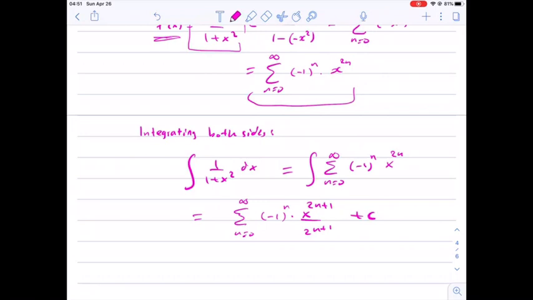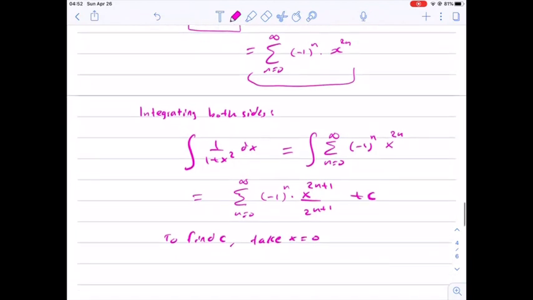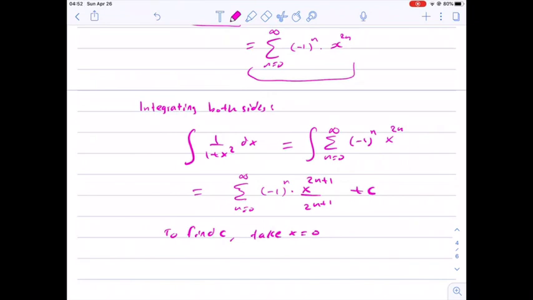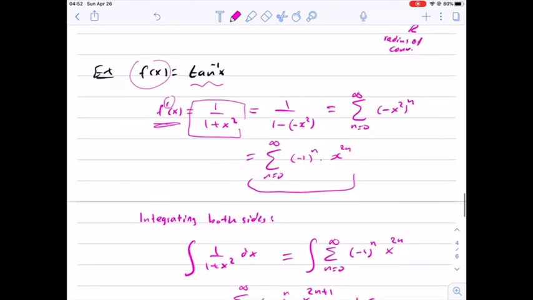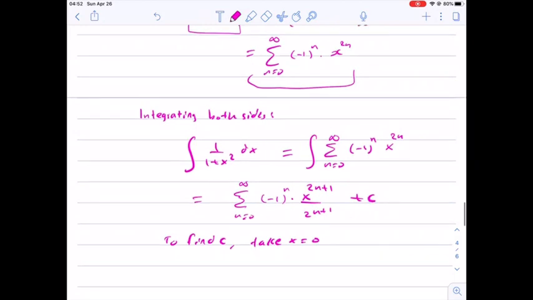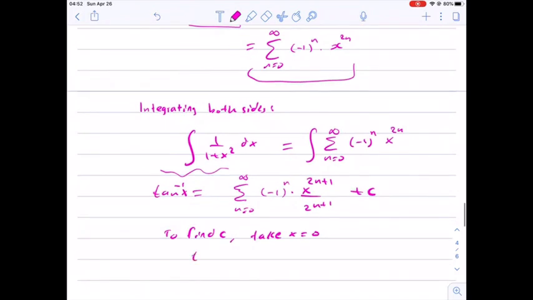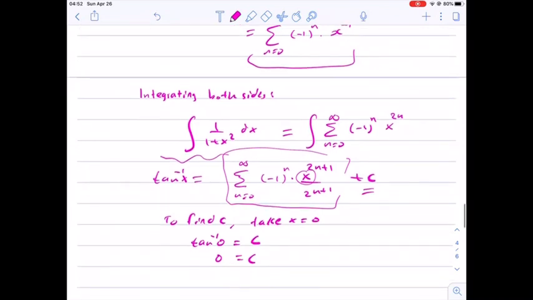Now we try to find the value of c. So to find c, let's take x equals 0. When x equals 0, since the left hand side represents the tan inverse, this is tan inverse of x. Substitute 0, you get tan inverse of 0 equals, this is 0 because x is 0, plus c. Now tan inverse of 0, what is the angle whose tan is 0? It's 0, equals c. That means the value of c equals 0.